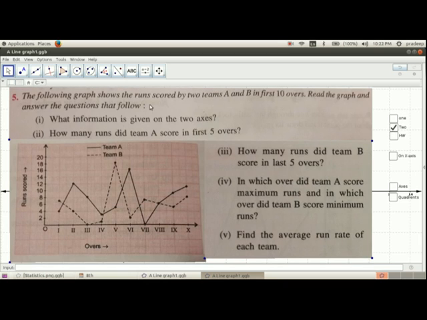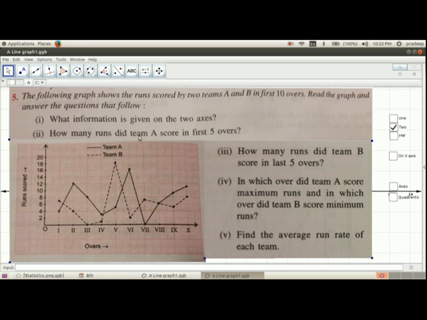Here you are given the performance of 2 teams, team A and team B. After analyzing this graph we have to answer all these questions. Here we have 2 graphs showing the performance of team A and team B. This continuous line is of team A and this dotted line is of team B. The first question here is, what information is given on the 2 axes? Along this horizontal axis it is overs that is written, and along this vertical axis runs recorded are written.